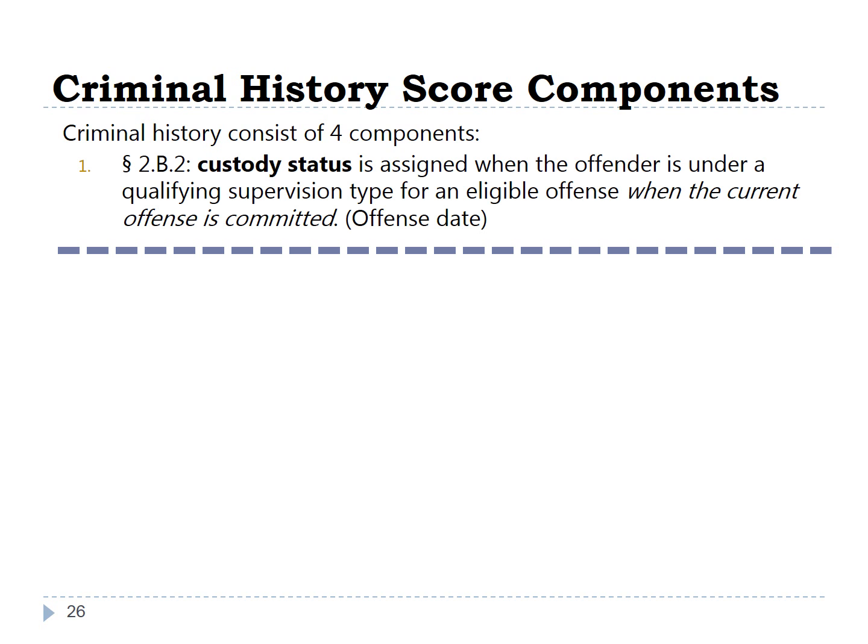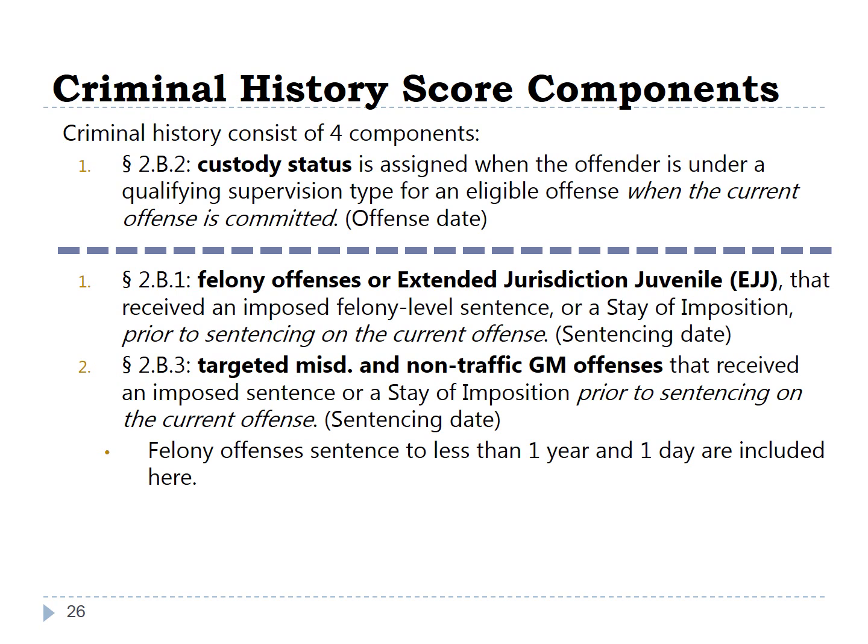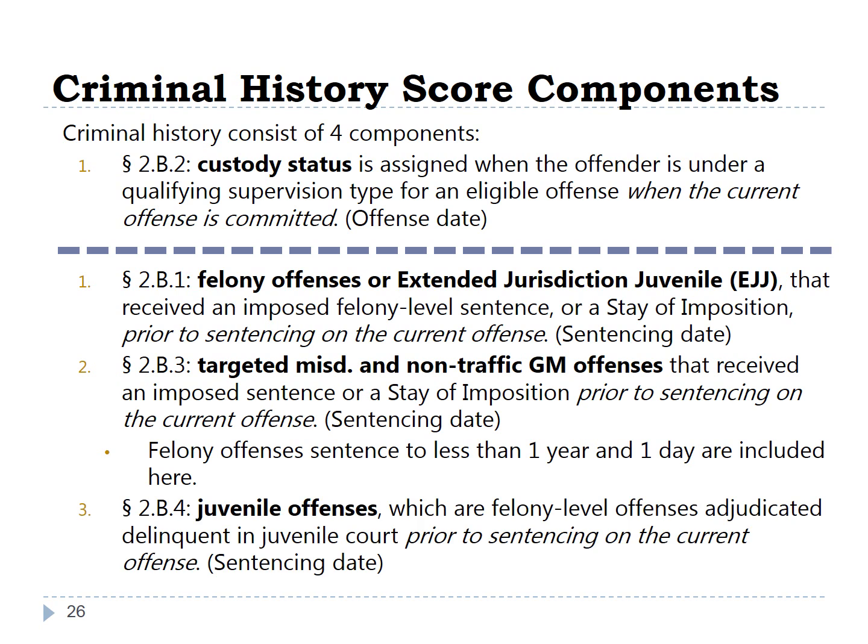Criminal history is calculated from 4 different components: custody, felony, targeted misdemeanor and non-traffic gross misdemeanor offenses, and juvenile offenses. You'll notice that the policy numbers are presented out of order, and there's a good reason for that. The application of a custody point is based on the date of offense. All of the rest of criminal history is based on the sentencing date of the current offense. Now let's dig deeper into these 4 policies so that we understand calculating criminal history.